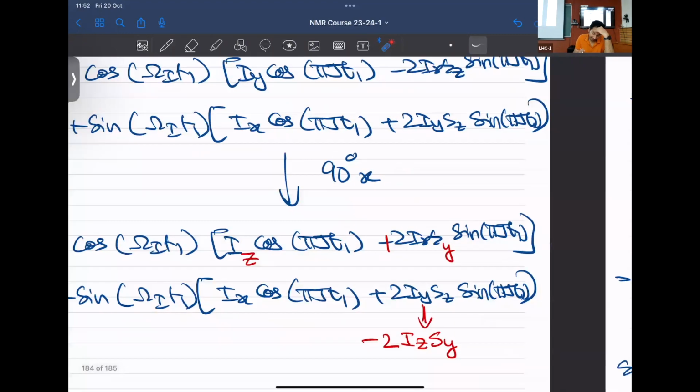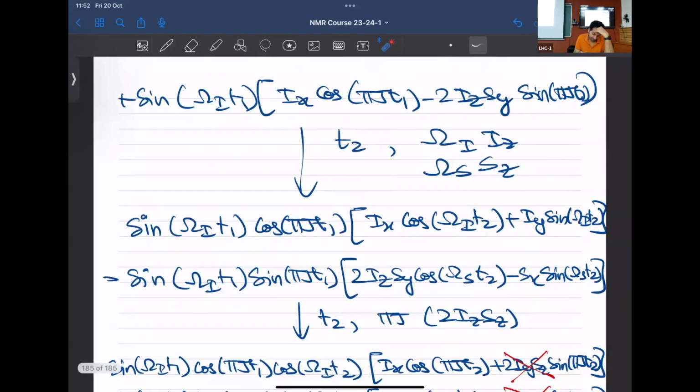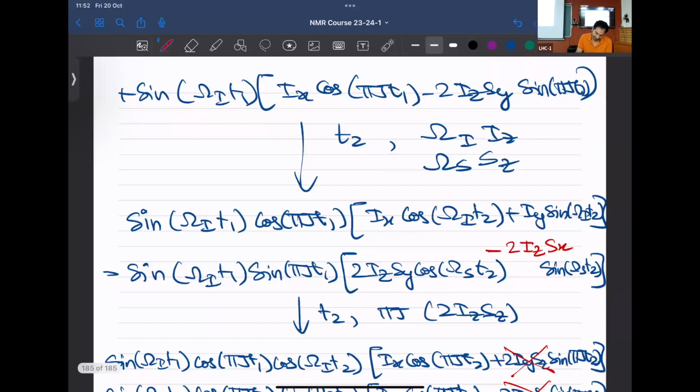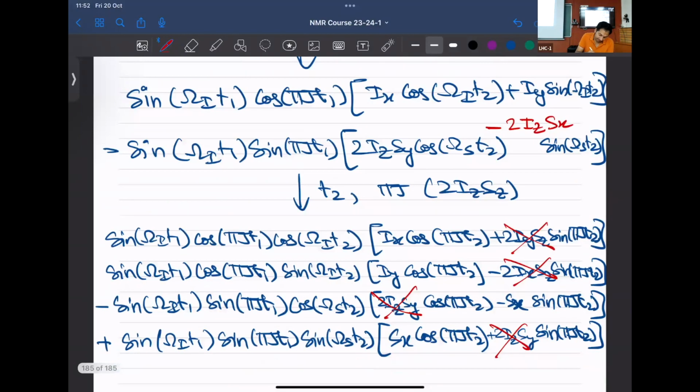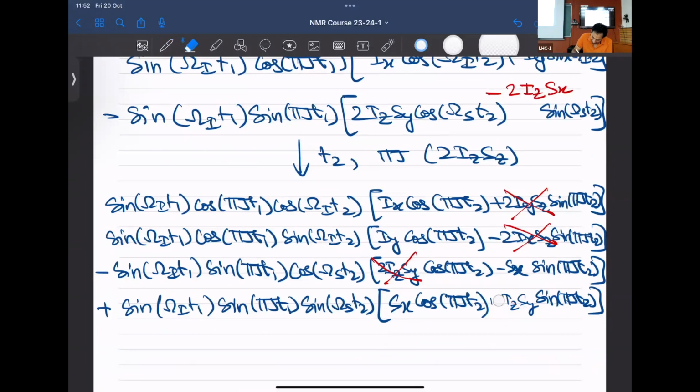Minus 2IzSy, minus 2IzSy. Ix will go to Iy with chemical shift. 2IzSy. That is a mistake we did. See, I'm telling you, there was a mistake. They should have been minus 2IzSx. Okay, so that was a mistake. So it's luckily not a big mistake, only the penultimate step we did. So let me erase this and rewrite. That's the only term I need to rewrite.